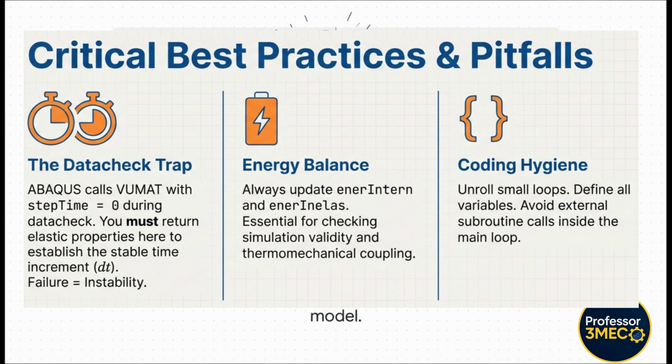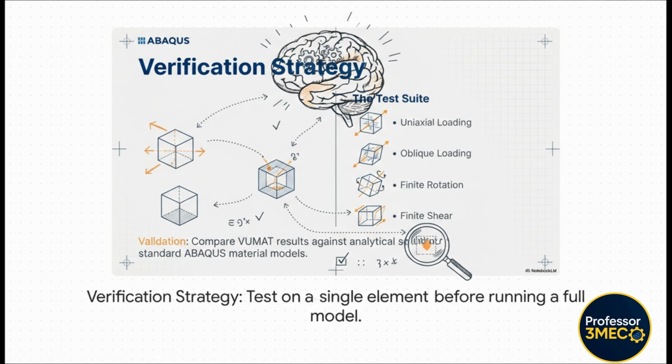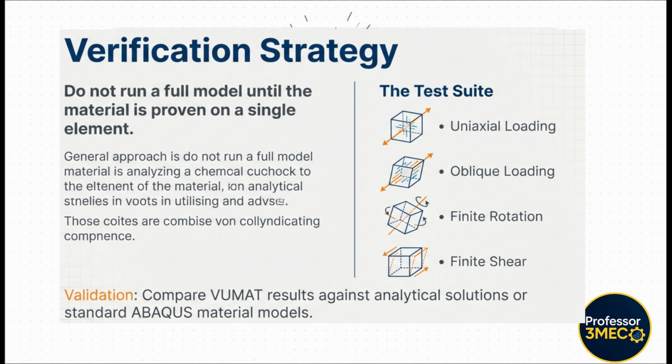And now for the most important best practice of them all. Never, and I mean never, run a full model first. Prove your subroutine works on a single element. You need to build a test suite with simple cases, uniaxial loading, pure shear, finite rotation, and check your VUMAT's results against answers you already know are right.